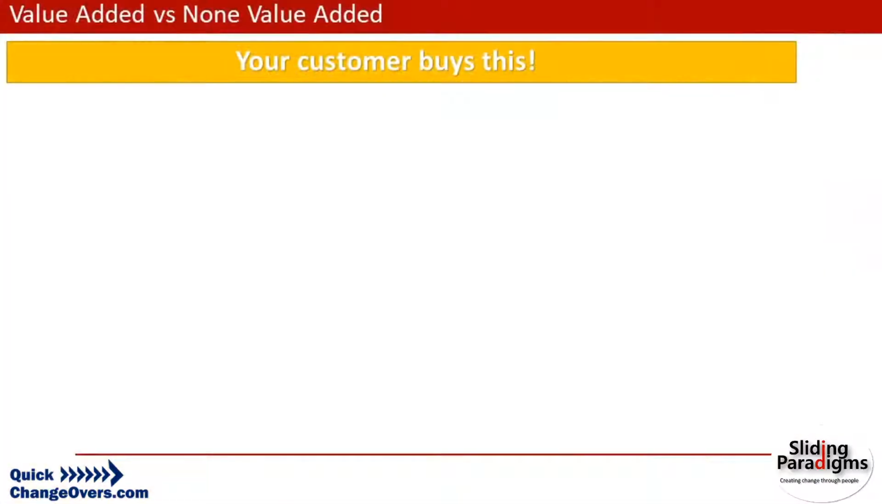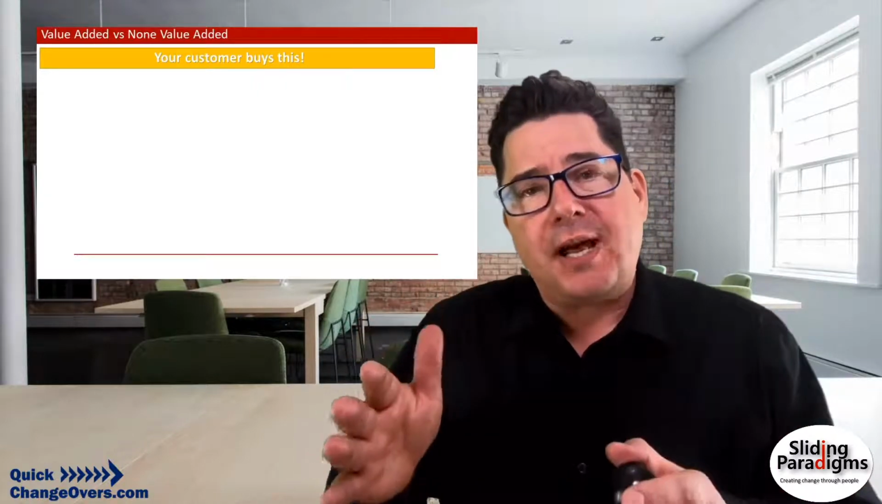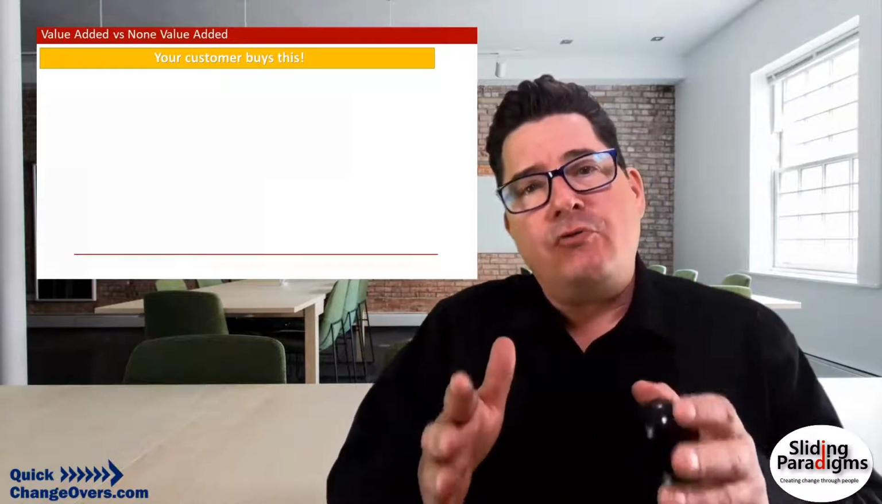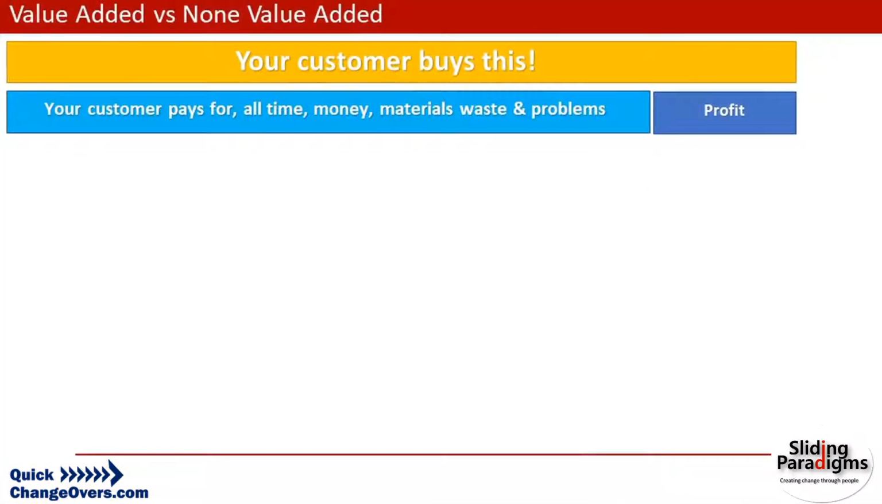Imagine that the yellow bar is what your customer's buying from you, whether it be a service or a product. In order for you to stay in business, you need to make a profit. So part of the yellow bar is your profit. The rest of it is your cost. It's the cost of all the materials and all the time and all the money that you've put into getting the product or the service for your customer. But also what's inside there is all your waste and all of your problems.